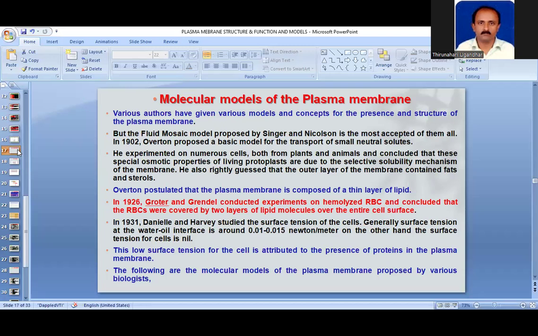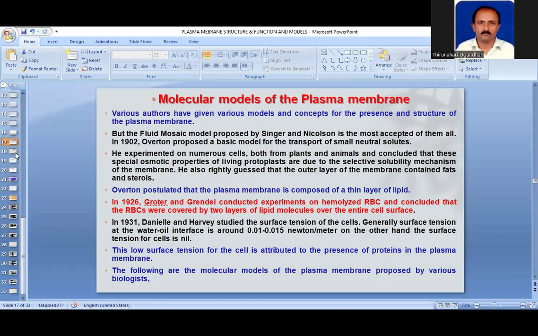presence and structure of the plasma membrane, but the fluid mosaic model is proposed by Singer and Nicolson. It is the most acceptable model of the plasma membrane. In 1902, Overton proposed a basic model for the transport of small neutral solutes. It can be experimented on numerous cells, both from plants and animals, conducting these special osmotic properties of living protoplasts.